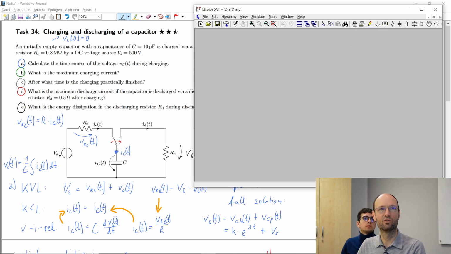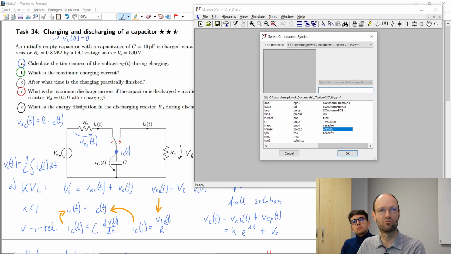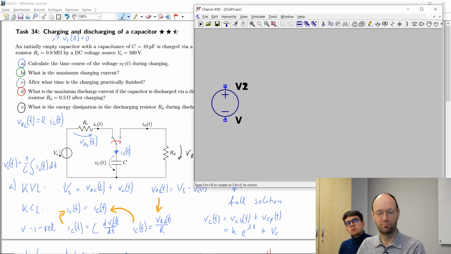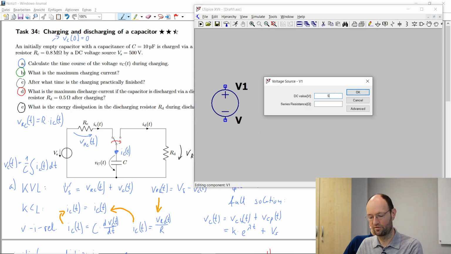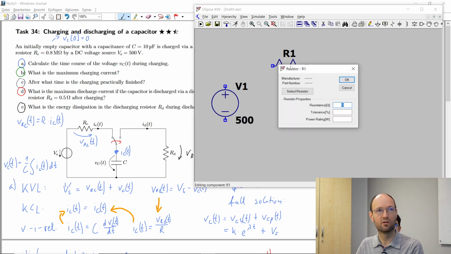So if we just do the charging, we need to have a voltage source. We find this here in our component and voltage. Place it somewhere here, put it to 500 volts. Then we need to have the resistor. In this way, current would go down. With Control R, you can rotate it. Current would go left, go up, go to the right, which looks good. And so we need to have the capacitor. Current goes down. This is good.